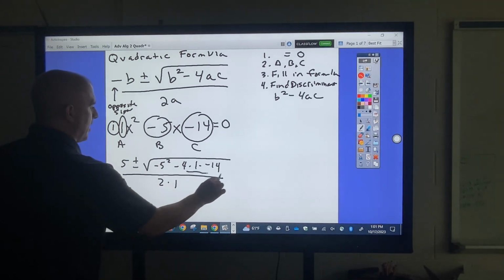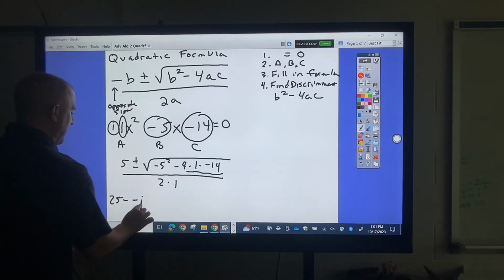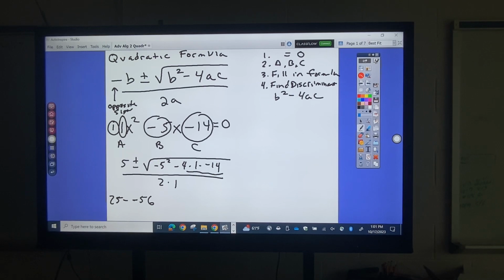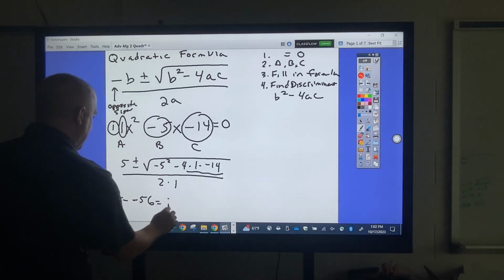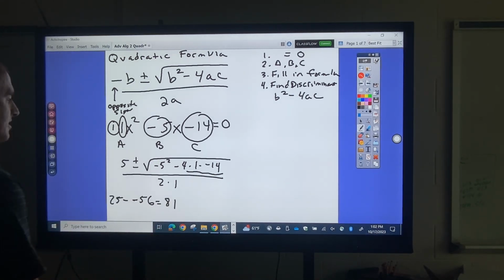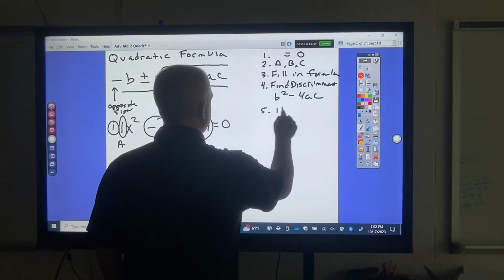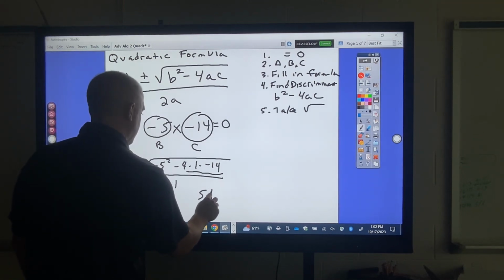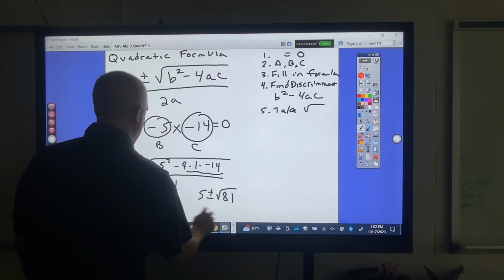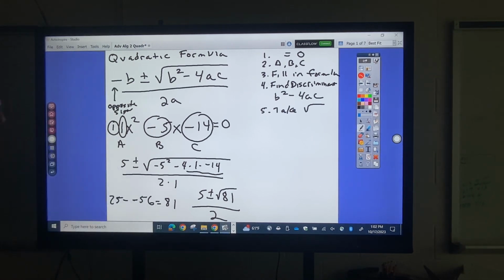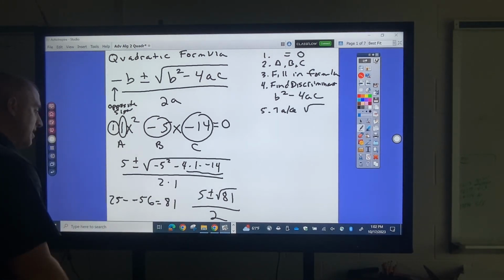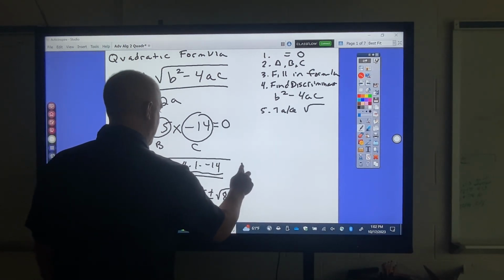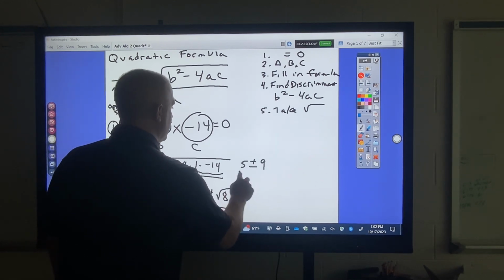So go ahead and multiply all these things first. That is going to be negative 56. If I subtract that, I get 81. So that's the discriminant. Then what I want to do is take the square root. So I've got 5 plus or minus the square root of 81, all over 2 times 1. The square root of 81 is 9, so I've got 5 plus or minus 9 divided by 2.